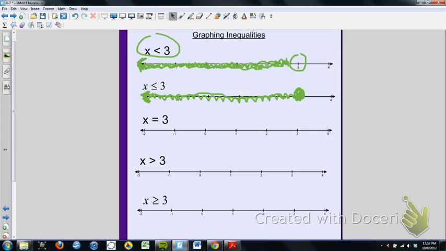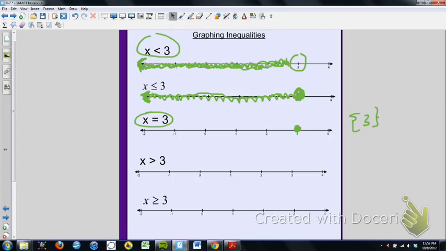Okay, x is equal to 3. Well, if the domain is all real numbers, the only number that's part of the solution set, the only number that's going to work here, is the number 3. So the first two inequalities had an infinite amount of numbers in the solution set, whereas this third one, an equality, only has one number in the solution set, and that is 3.